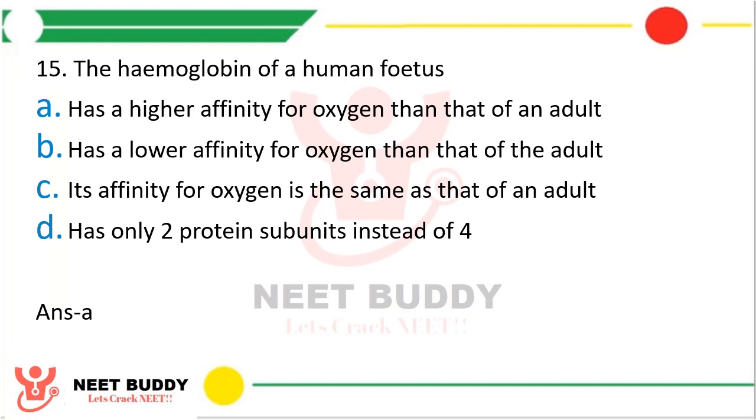and it makes sense because it needs to derive oxygen from mother's hemoglobin, right? So if the fetal hemoglobin has higher affinity, it would be able to extract the oxygen out of the maternal hemoglobin. However, if adult hemoglobin had higher affinity, even if the fetal hemoglobin tried to extract that oxygen out, the maternal hemoglobin would not leave that oxygen, right? So the option A is correct. Fetal hemoglobin has higher affinity for oxygen than an adult hemoglobin.